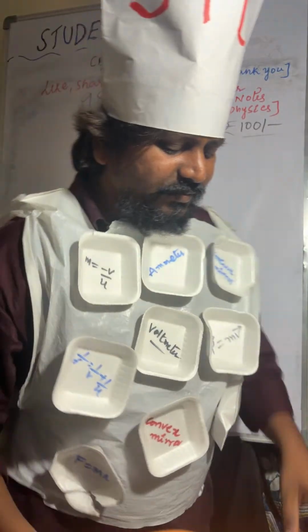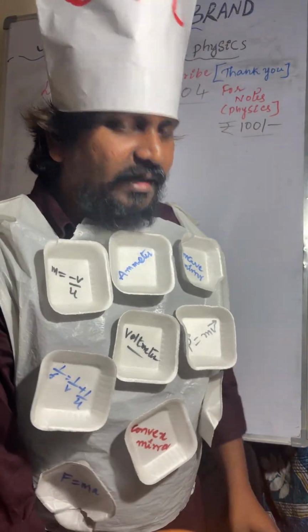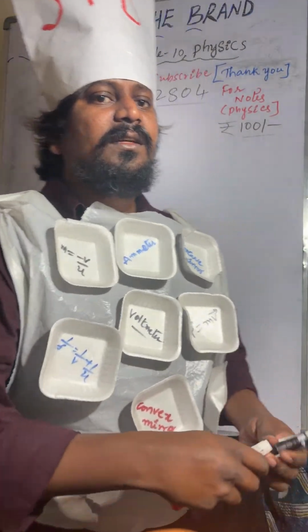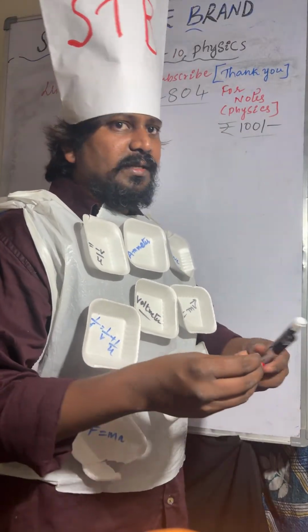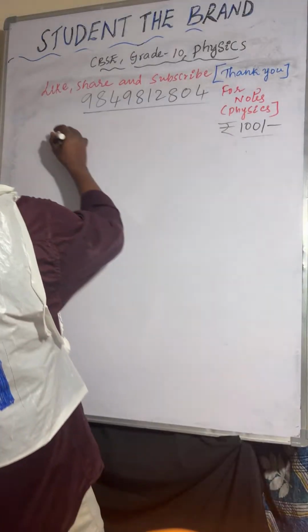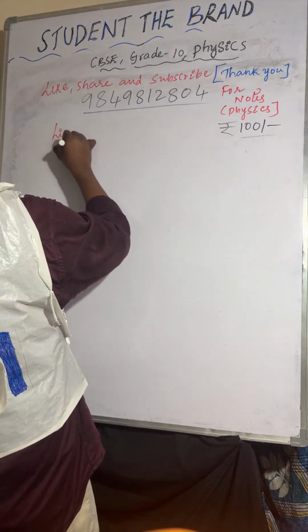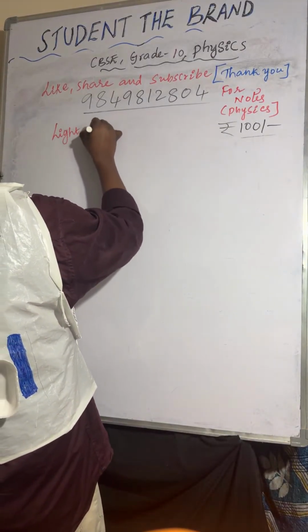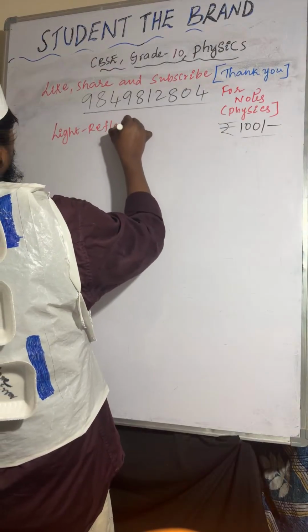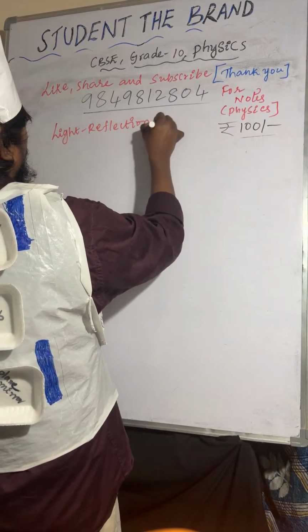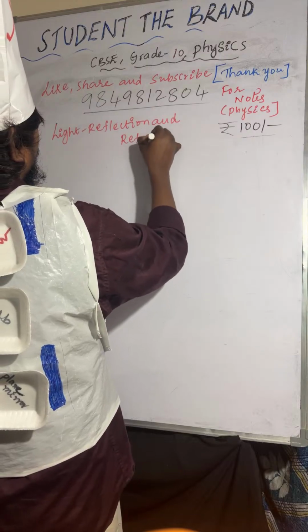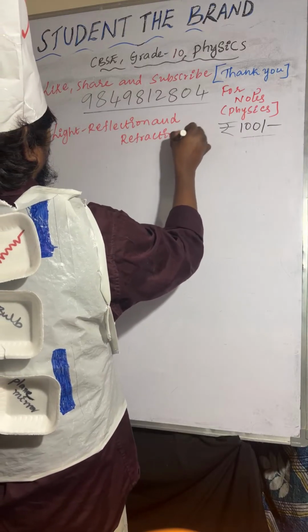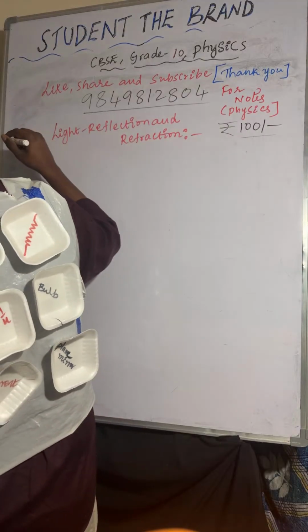The chapter name is Light: Reflection and Refraction. CBSE grade 10 physics. Now we will discuss all these points.